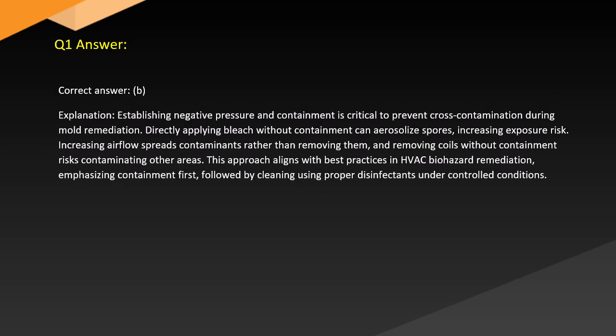Answer. Correct answer: B. Explanation. Establishing negative pressure and containment is critical to prevent cross-contamination during mold remediation. Directly applying bleach without containment can aerosolize spores, increasing exposure risk. Increasing airflow spreads contaminants rather than removing them, and removing coils without containment risks contaminating other areas. This approach aligns with best practices in HVAC biohazard remediation, emphasizing containment first, followed by cleaning using proper disinfectants under controlled conditions.